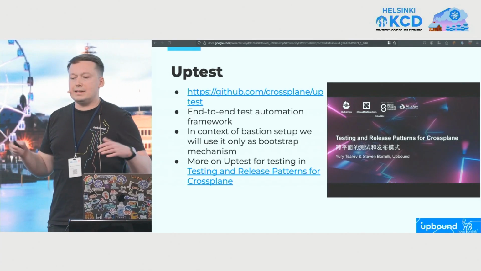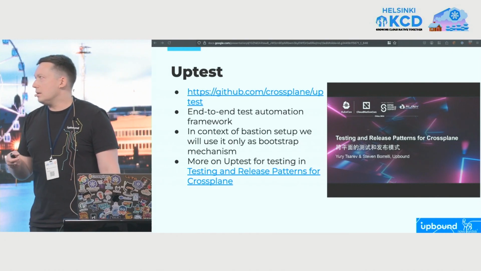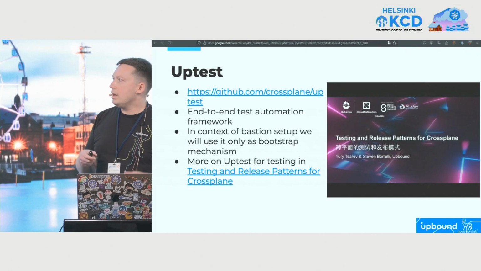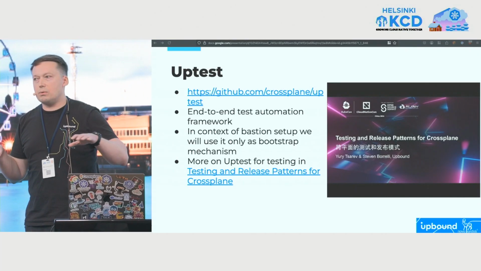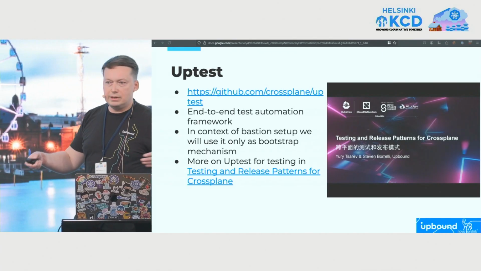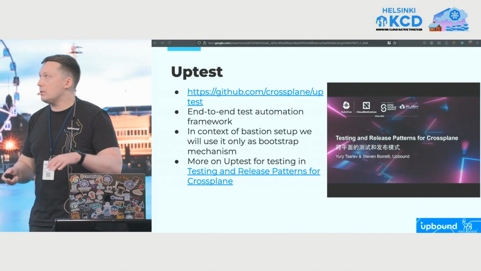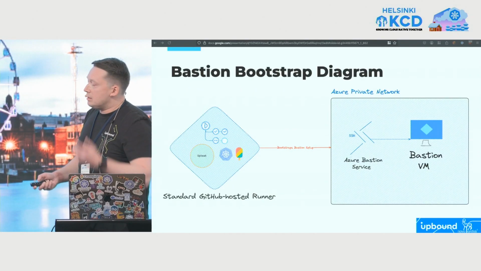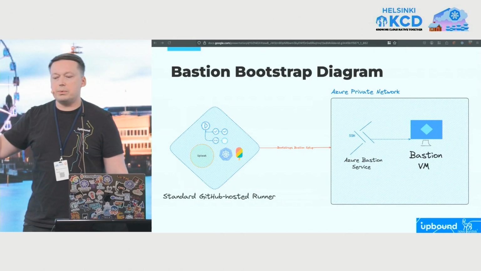If you're interested in the testing part of it, we have an in-depth talk that we delivered together with my colleague Steven back in Hong Kong in China. But here in this part of the story, we will focus on a bootstrap mechanism, right? So for uptest, to test stuff, it needs to prepare the crossplane environment. So meaning like deploy this local cluster and configure crossplane on top of it. That's exactly what we will use as a stage first bootstrap in our story.